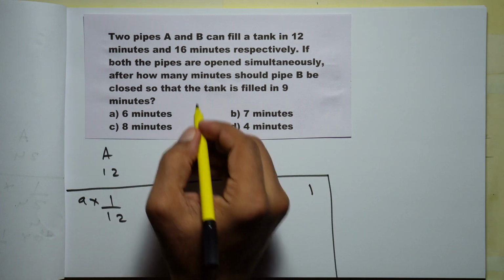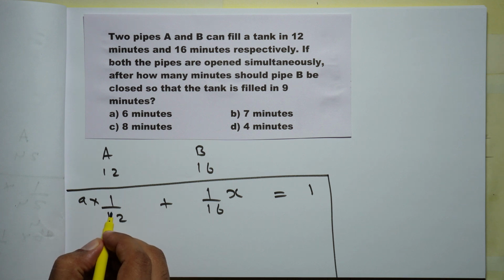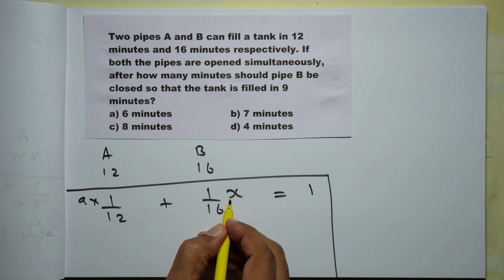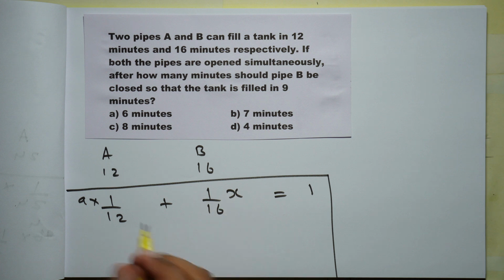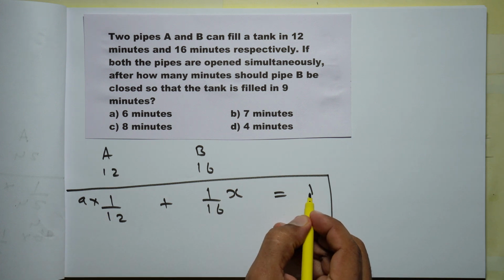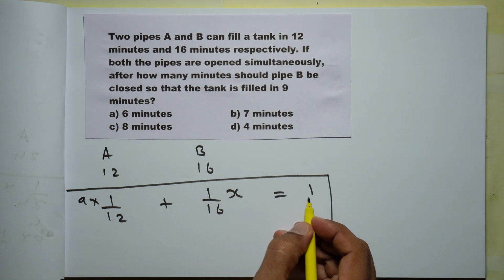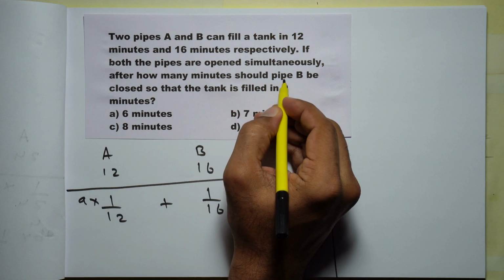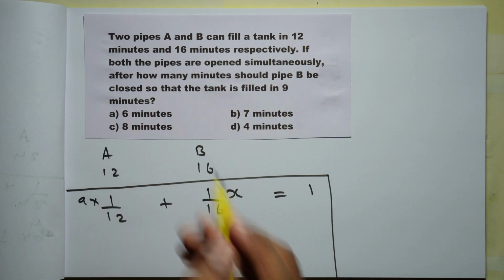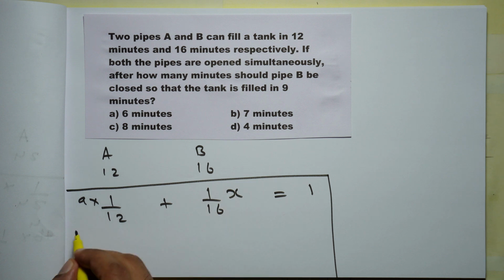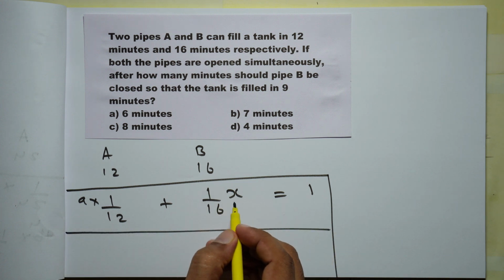So pipe A works for the full 9 minutes. Pipe B works for X minutes, and then pipe B is closed. And at the end of 9 minutes, the whole tank is filled, which can be considered as 1. So the question is, after how many minutes should pipe B be closed? That is after X minutes. So we just have to find out the value of X.